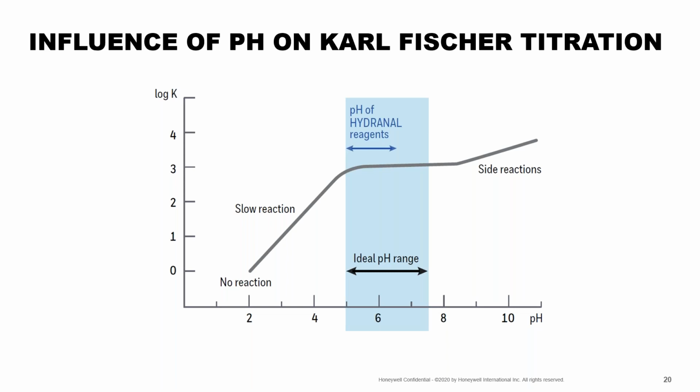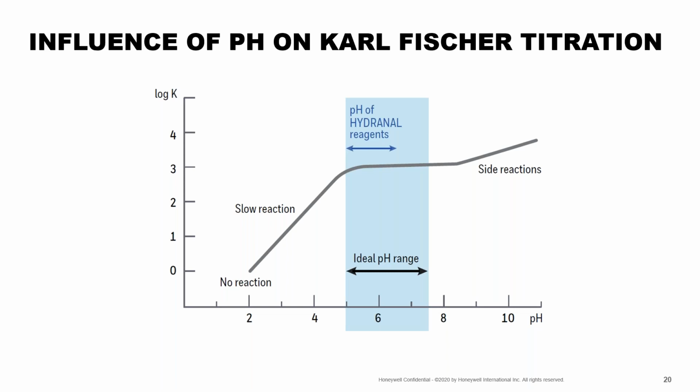And so if you're too basic, you're going to be having water content values that are not reflective of what's actually in your sample, because you'll be undergoing side reactions that are impacting your reagents themselves. So again, rule of thumb, all of our reagents are buffered to be within that 5 to 7.5 range. So for a lot of samples, you don't need to worry about this.